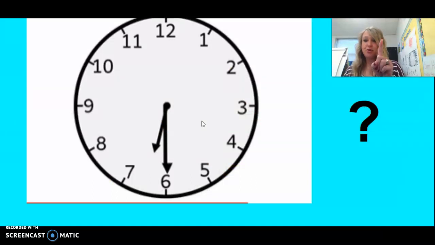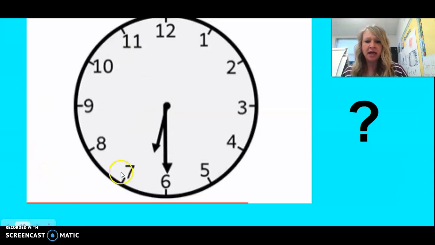Now you tell me what time this clock says. I'm having a hard time with this one. It looks like they're both pointing at the 6. Well, it's not 6 o'clock, because then the minute hand would be pointing at the 12, and the hour hand would be pointing at the 6, but they're both pointing at the 6, so I have no idea.